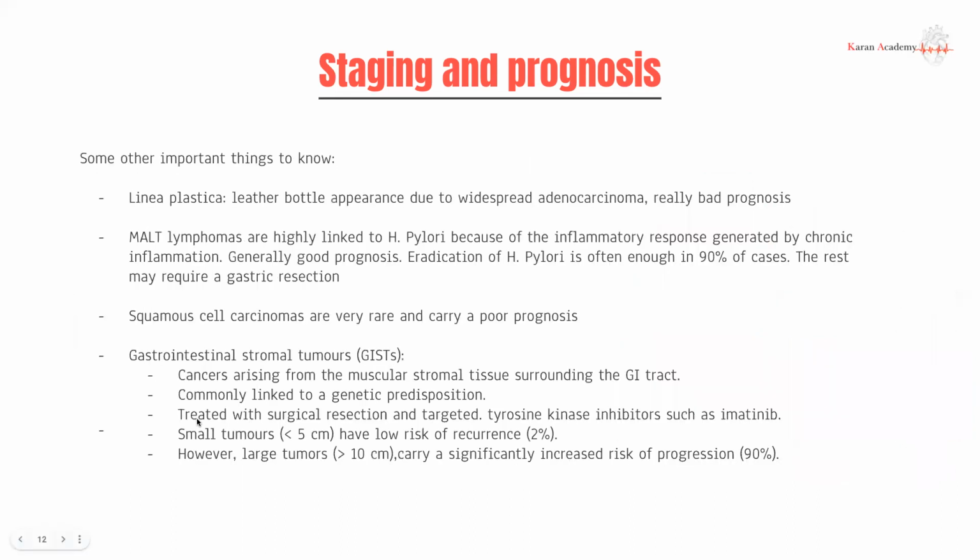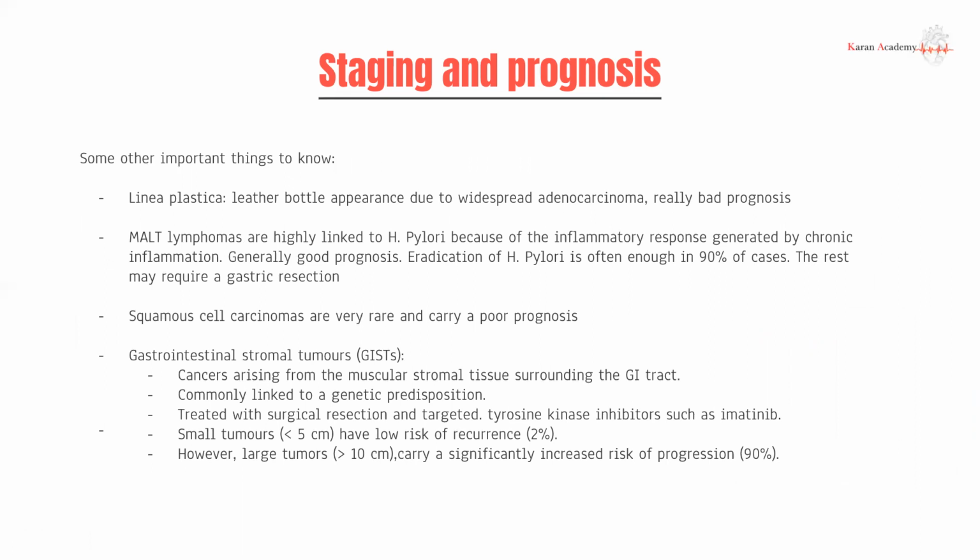A few other important things to know. This thing called linitis plastica pops up quite a bit, and that's a leather bottle appearance due to widespread adenocarcinoma. That has a really bad prognosis. Sorry, I should have put a picture in, but if you have a look, it just looks like the entire gastric mucosa is ulcerated and charred, and it's basically advanced disease.